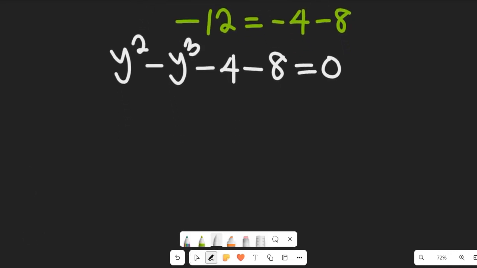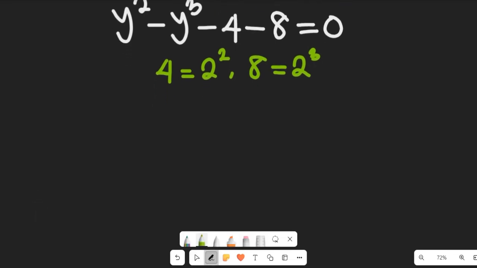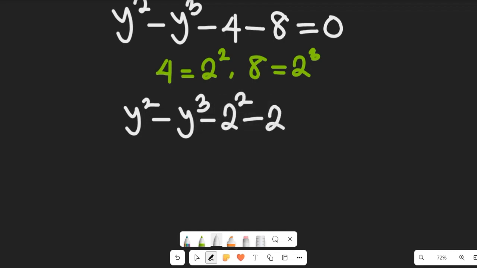We're going to simply see that 4 can be equal to 2 to the power of 2, right? And 8 can be equal to 2 to the power of 3. So to simplify this expression, we are simply going to replace 4 and 8 with 2 to the power of 2 and 2 to the power of 3. So we'll have y to the power of 2 minus y to the power of 3 minus 2 to the power of 2 minus 2 to the power of 3, and this will be equal to 0.